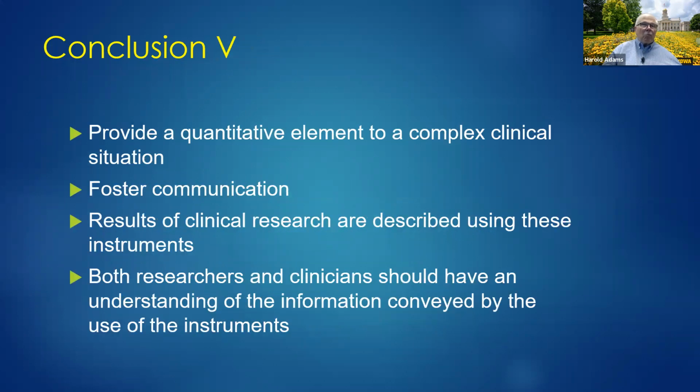So remember, we want to provide a quantitative element to a complex clinical situation. A score will help foster communication, and clinical research studies are described using these instruments. So we want both researchers and clinicians to have an understanding of the information conveyed by the instrument. I think, as I said earlier, most people recognize if somebody's coming in with a Glasgow Coma scale that's very low, that you've got a critically ill patient. Next slide.